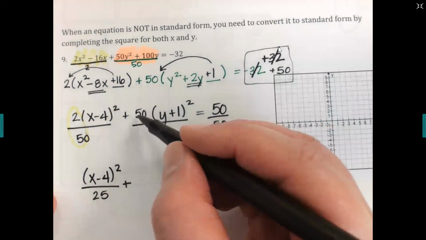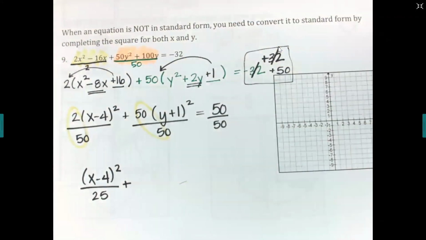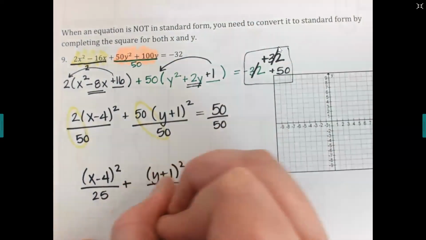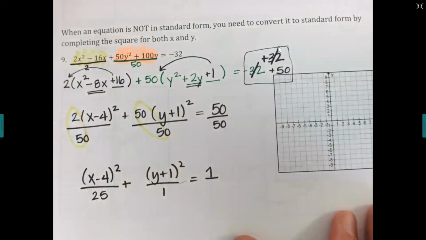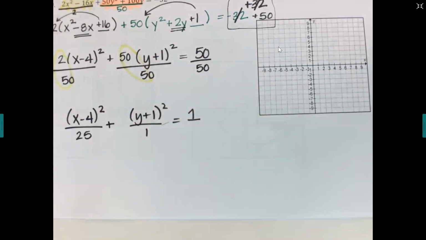Next one, I have a 50 divided by 50. What's my number on the bottom going to be? A 1. So Y plus 1 squared over 1. And then 50 divided by 50, that's your 1 that's supposed to be there. Then from there, let's just do our graph.